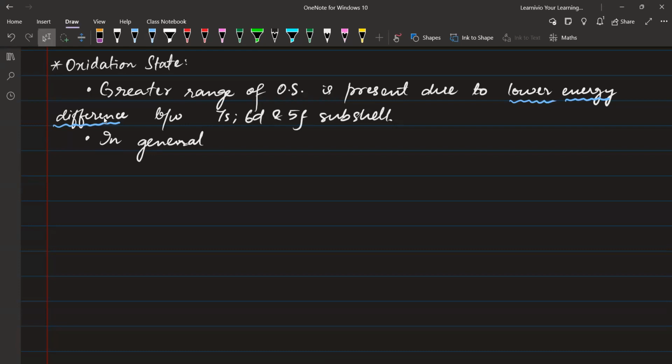Now, for example, if they are asking about the d block elements, then you can say that the ns and (n minus 1)d subshells have a very low energy difference. If they are asking about actinides, then obviously you have to specify 7s, 6d, and 5f. If they ask about lanthanides, even though they do not show too much range of oxidation state, but if they ask, you will write due to lower energy difference between the 6s, 5d, and 4f subshells for the lanthanides. याद रहेगा?